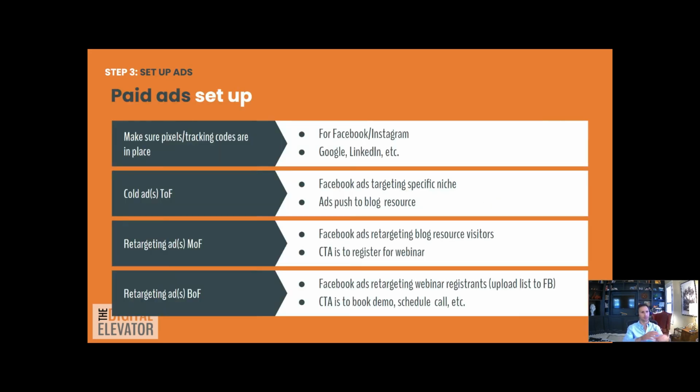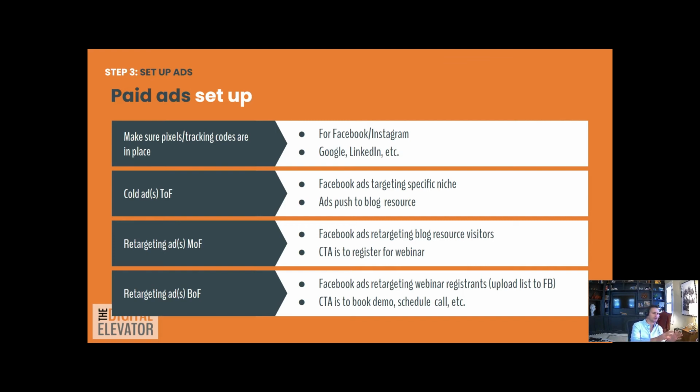So this is what the paid ads setup looks like. First, making sure the pixels and tracking codes are in place. Again, this might be one of those things you already have in place on your website. You might have the Facebook tracking codes or Google, LinkedIn, etc., whatever platforms you've identified resonate best with your demographic, or maybe you have all of them. If not, it's really easy to add these to your site from the platforms that you think are the best.